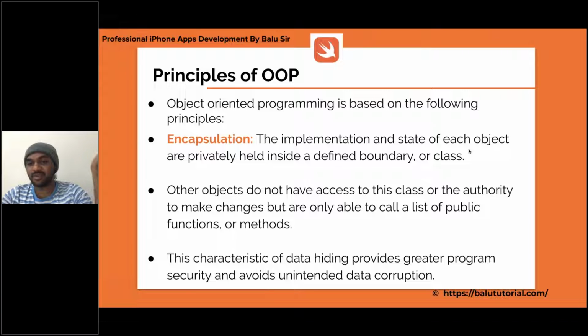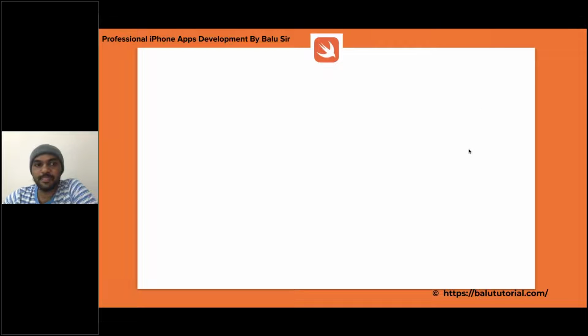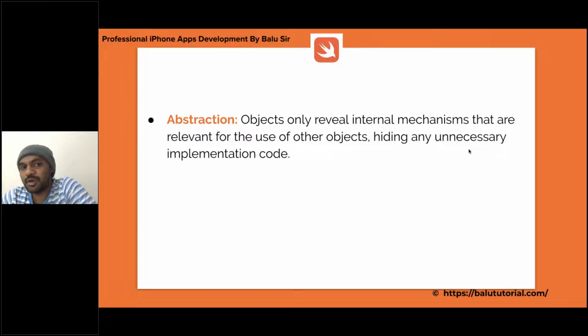So in a simple sentence, people define encapsulation as a process of providing security to the data by hiding it within a boundary. Encapsulation is a process of providing security to the data by providing a boundary layer. Only the public methods can be accessed from outside; except for those public methods, everything else is completely restricted. Then the second principle is called abstraction.